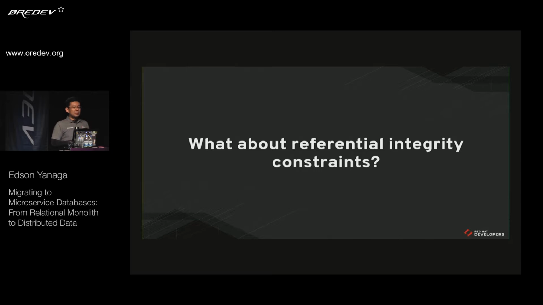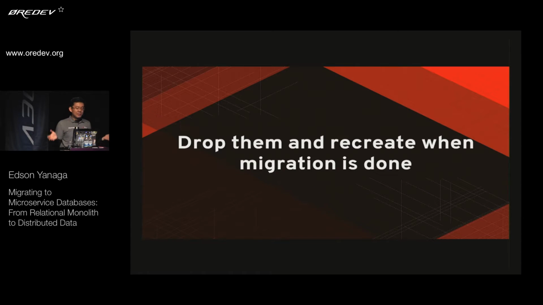If you ask what about my referential integrity constraints, the easy answer is, well, you have to drop them and just recreate everything when all of the migrations are done. And the same applies, for example, for not null constraints. You only apply not null constraints after all of the migrations are done.